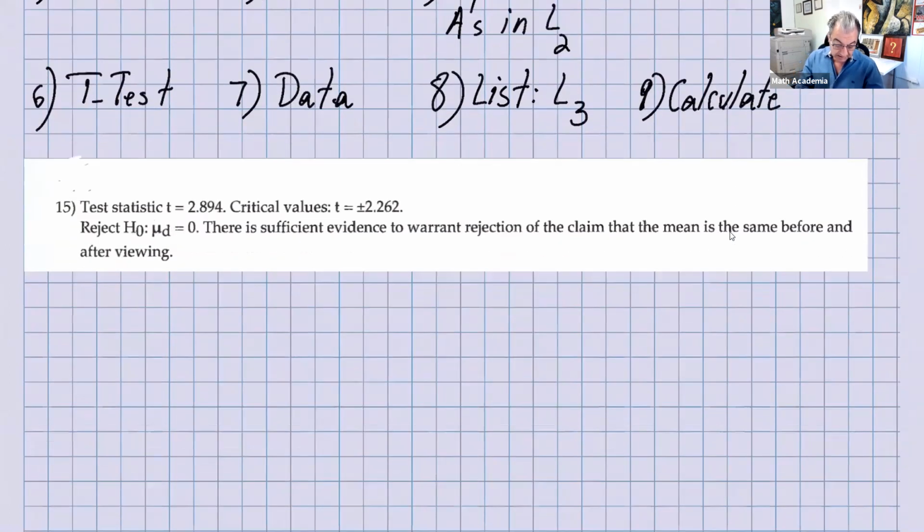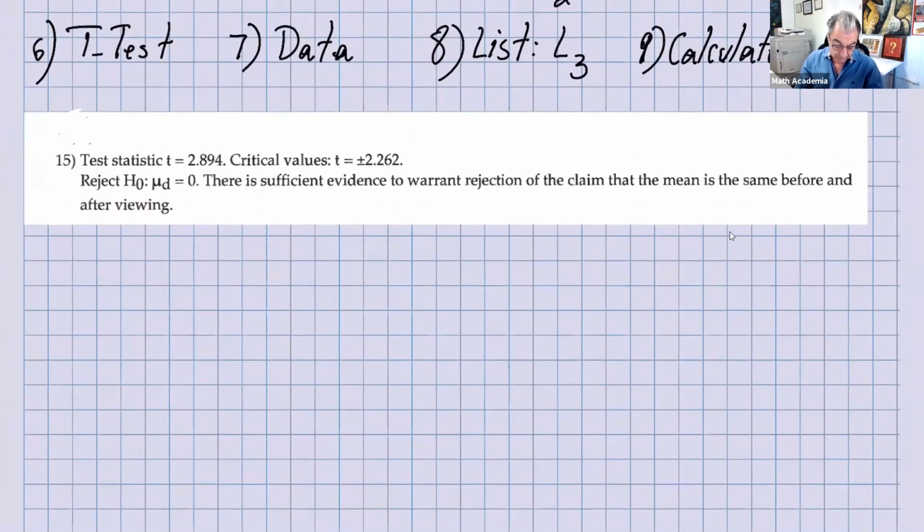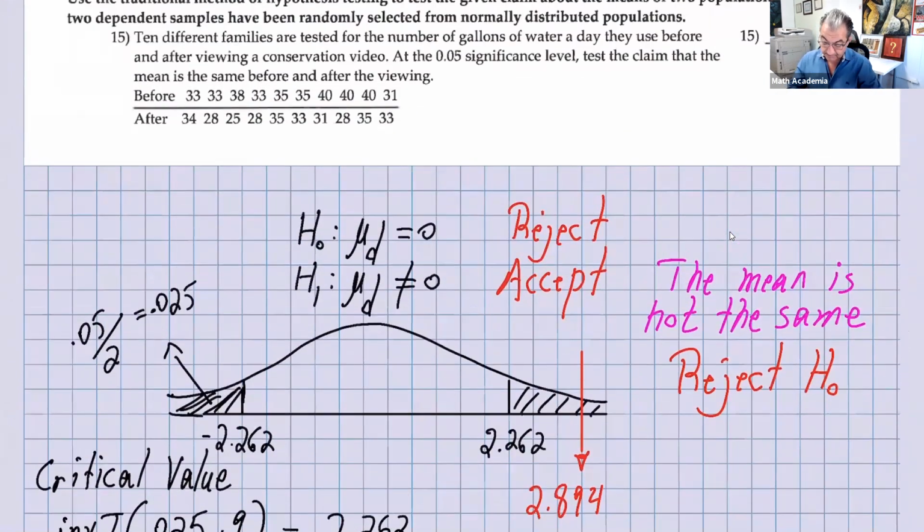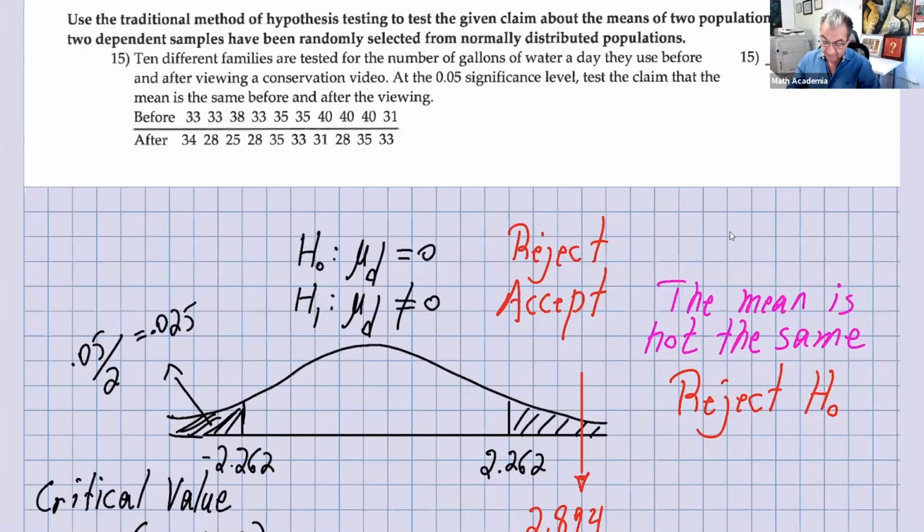So let's read the conclusion. Reject H0, mu sub d equals 0. There's sufficient evidence to warrant rejection of the claim that the mean is the same before and after. So we have enough evidence to warrant the rejection of H0 that says they are the same. So what we put, we said the mean is not the same before and after.